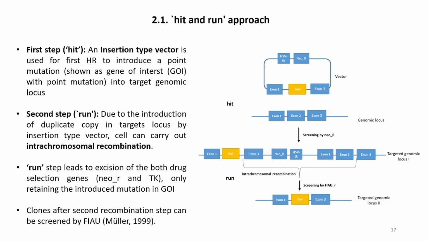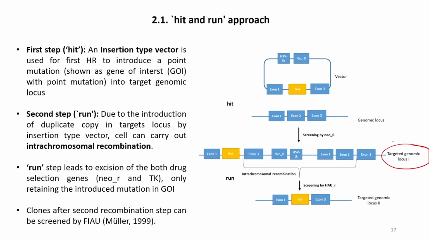The second step comprises the run step. Now, what is this run step? Due to the introduction of a duplicate copy in the target locus by the insertion type vector, the cell can carry out intrachromosomal recombination. The run step would lead to excision of both drug selection genes, only retaining the introduced mutation in the gene of interest.